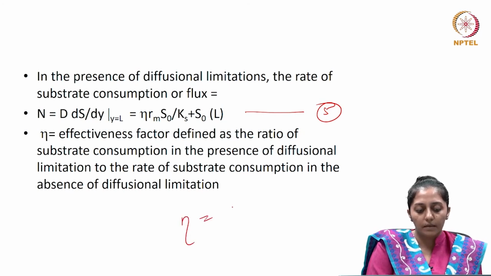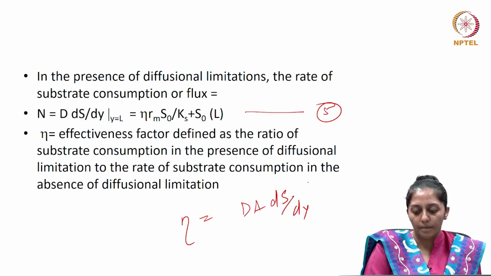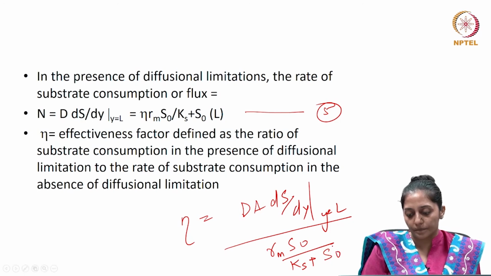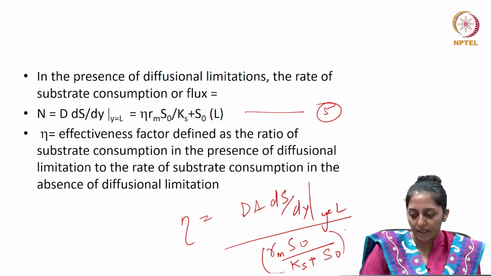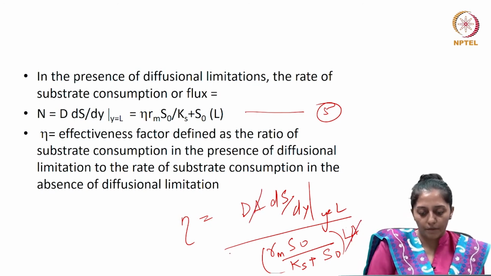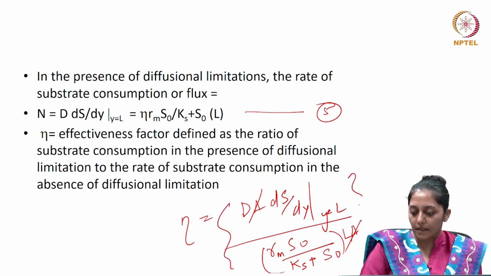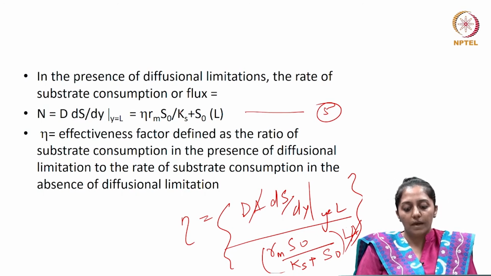So, efficiency factor is nothing but the rate at which the substrate is actually getting consumed in the reaction, which can be determined as D A ds by dy at y equals L, when there is some diffusional limitation, divided by the reaction rate in the absence of any diffusional limitations, which was Rm S naught by Ks plus S naught. So, the volume can be given as L times A. So, here the A gets cancelled. So, your efficiency factor can be given as this expression, which is nothing but your equation shown here as 5.